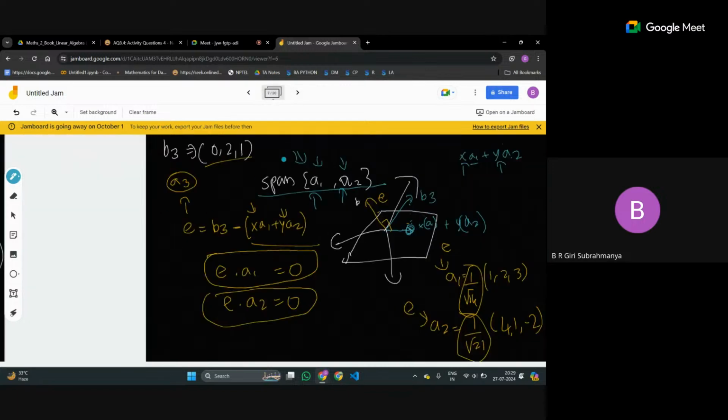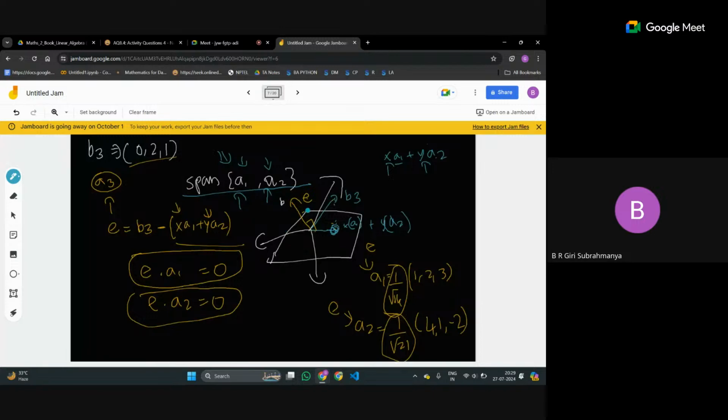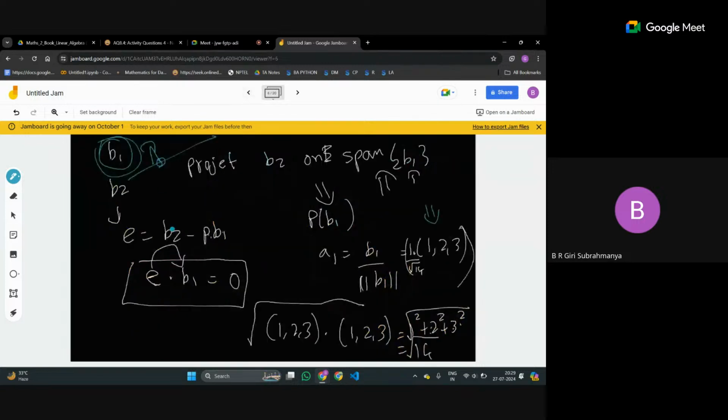Now this plane is spanned by both A1 and A2. A1 and A2 are just the unit vectors of those vectors. So A2 was obtained by getting the error vector.